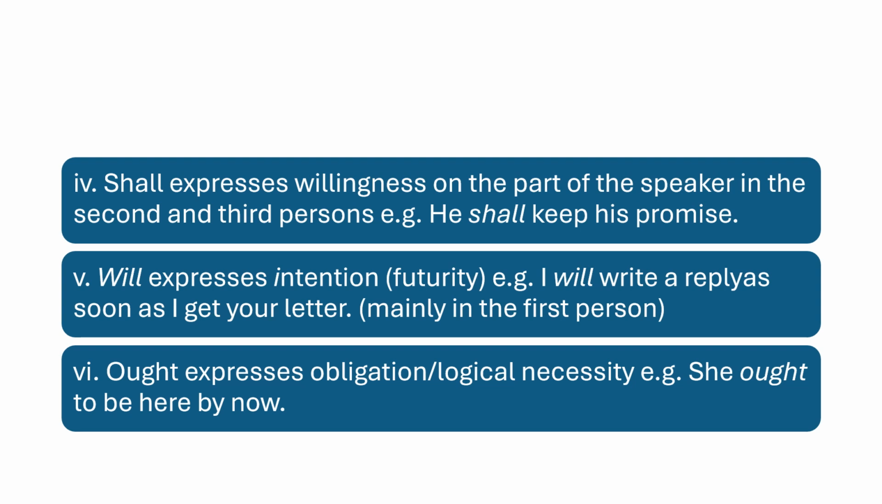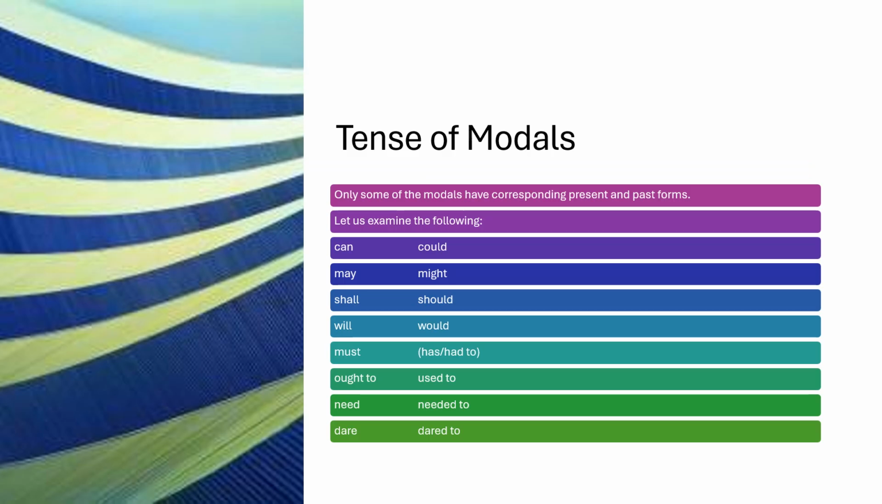Will expresses intention, and is mostly used for futurity. So, "I will write a reply as soon as I get your letter." This one is telling you that this is what will happen in the future. So that action shall be taken in the future. Ought expresses obligation or logical necessity. So, "She ought to be here by now." In this case again, ought, or if you say "She should be here by now," you still put the person under obligation.